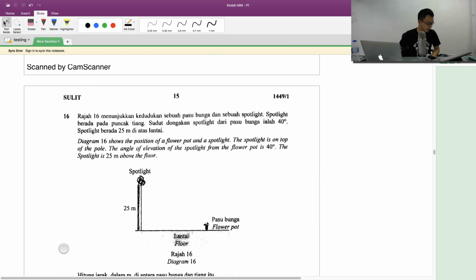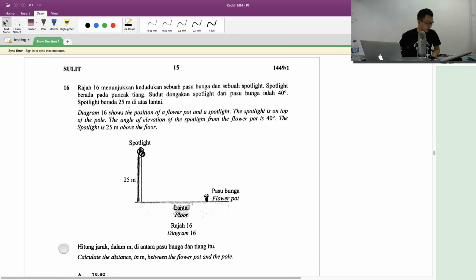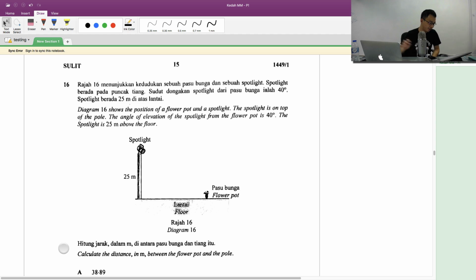So let's move on to 16. Diagram 16 shows a position of the flower pot and a spotlight. The spotlight is on the top of the pole. The angle of elevation of the spotlight from the flower pot is 40. From the flower pot to the spotlight, the angle of elevation is from the horizontal looking up, so actually you will get 40.